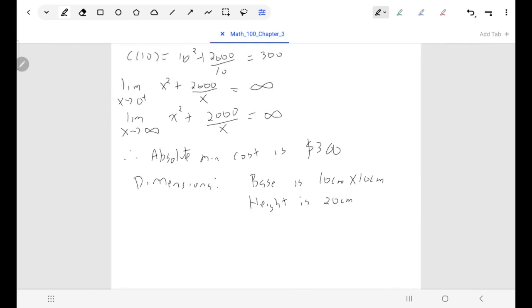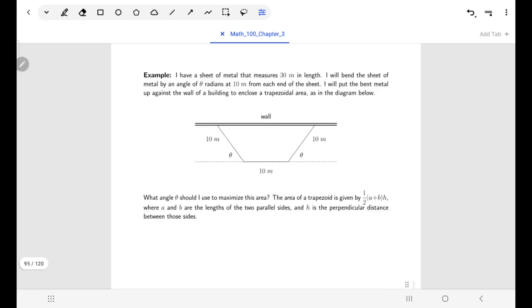So when our box is 10 by 10 by 20, we will have an absolute minimum cost of $300. Now for this problem, we've got some sheet metal. Originally it was in a little straight line and then we bent it theta radians up on either end. So we had a 30-meter sheet of metal, and now we've got these two little 10-meter flaps connected to this other 10-meter sheet. And we're going to take that and press it up against a wall so that now we've got a little trapezoid kind of a shape.